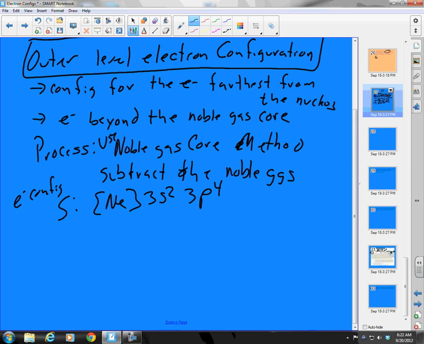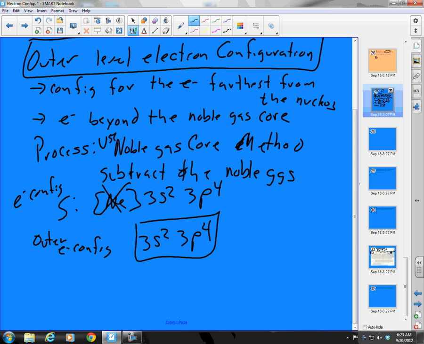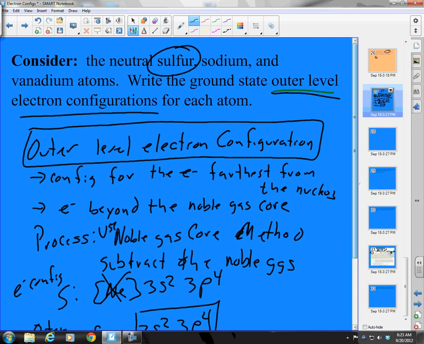So how do I get my outer electron configuration? For the outer electron configuration, I get rid of the neon, and what's left is 3s2, 3p4. That's my outer electron configuration for sulfur. That means these are the electrons that are farthest from the nucleus. It's that simple. Good. Let's do another one.